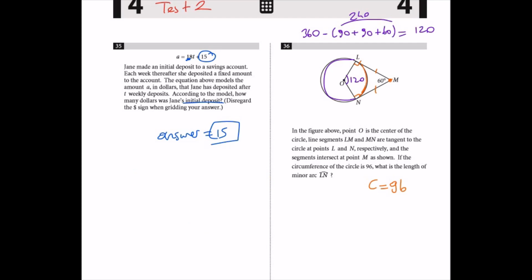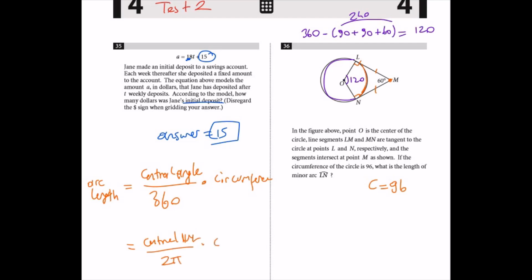Now we know the central angle here, which is 120. So we can find the arc length that belongs to this angle. So arc length is equal to central angle over 360 in degrees times circumference. If it was in radians, then it would be central angle given in radians over 2 pi times circumference. So this is the arc length formula in radians, and this is in degrees, so we're going to use the formula above. So central angle is 120 over 360.